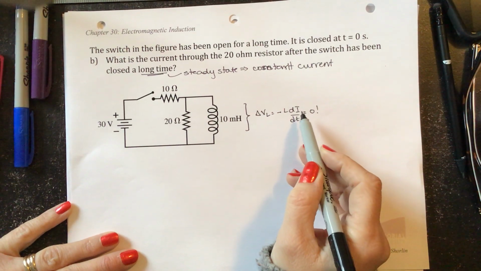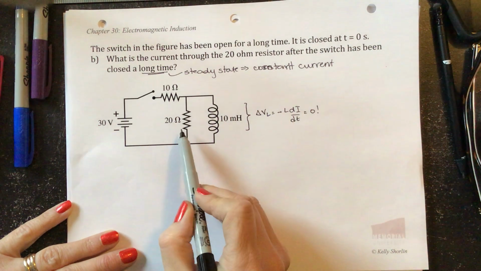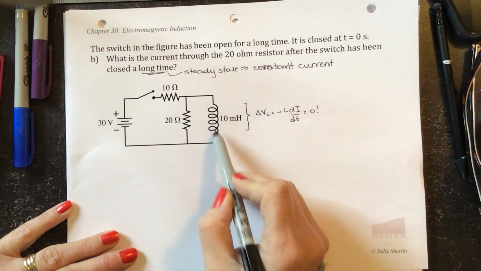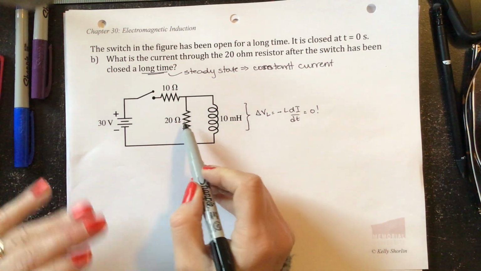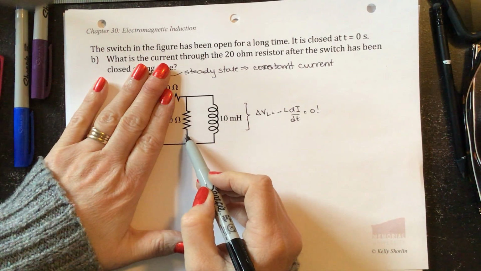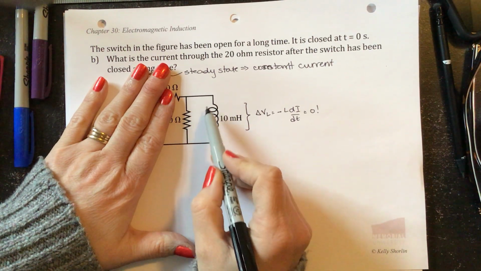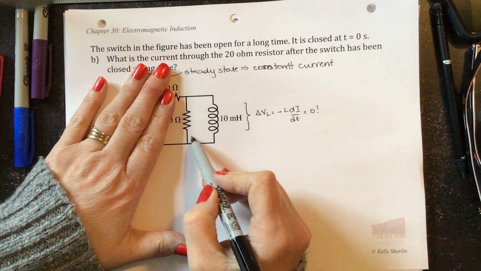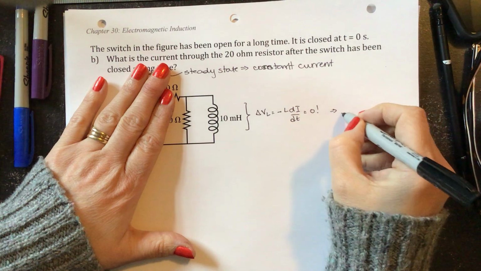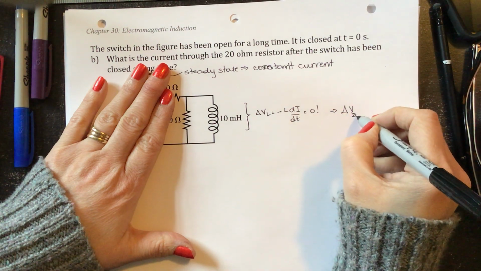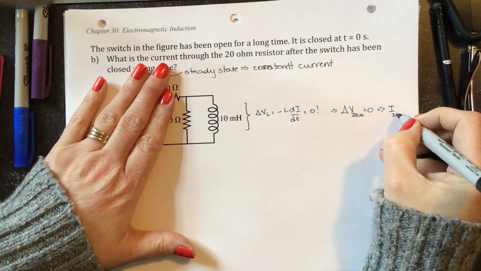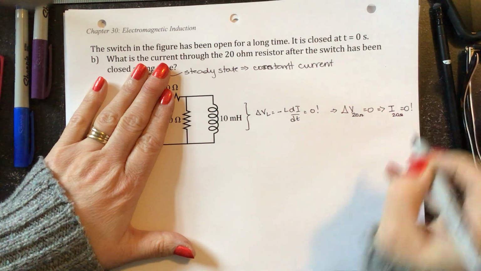So what can we think about here? We're asked for the current through the 20 ohm resistor. Well, if the potential difference across the inductor is 0, then the potential difference across the 20 ohm resistor also has to be 0, because if we did our loop rule here, the potential across the inductor plus the potential across the resistor equals 0. So therefore, delta V across the 20 ohm resistor equals 0. So the current through the 20 ohm resistor also equals 0.